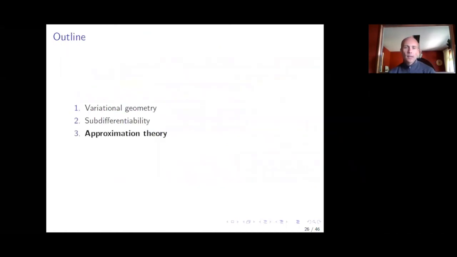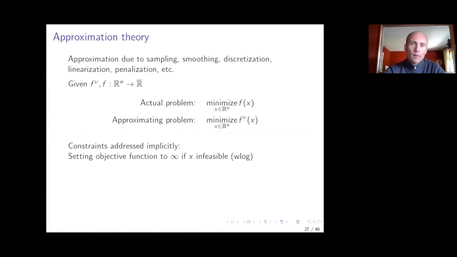Okay, so that was a quick introduction to subdifferentiability. Let's now talk a little bit about approximation theory. So when you face an application, often we have a problem that is not as simple as we would like. We might want to minimize a function f of x, but somehow it's not approachable. We might need to introduce approximations of various kinds.